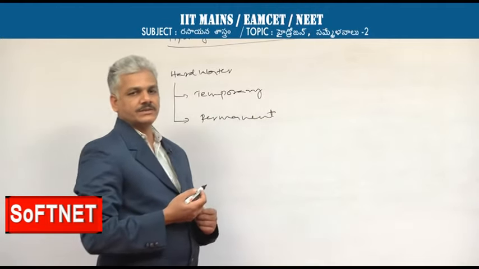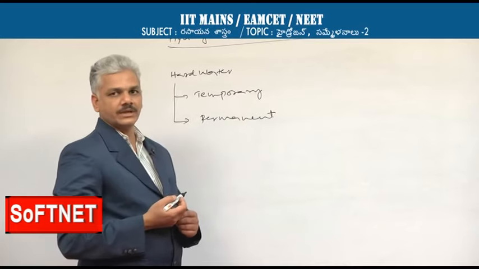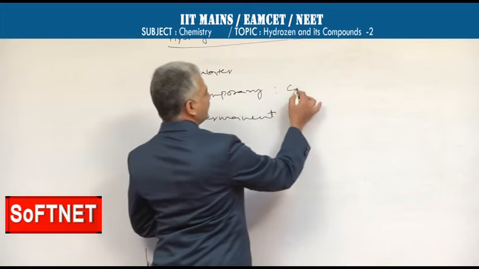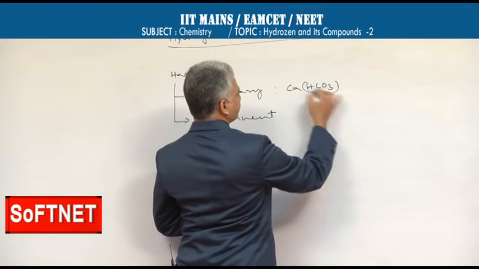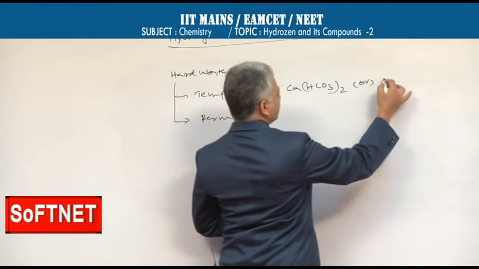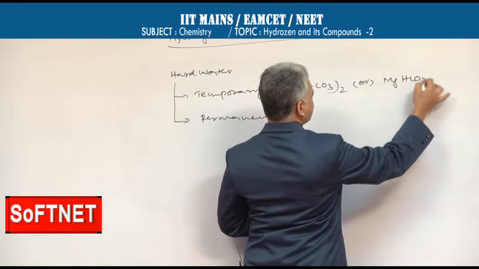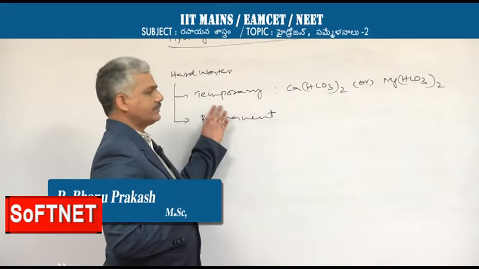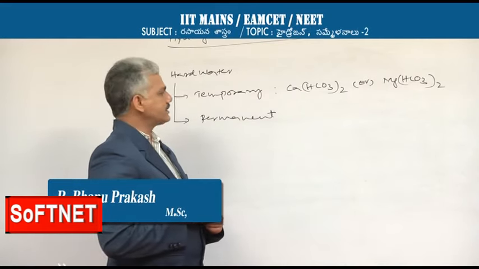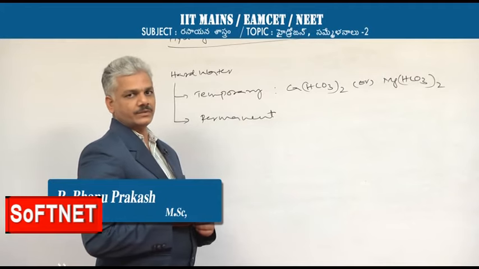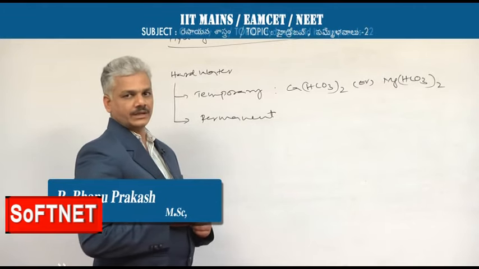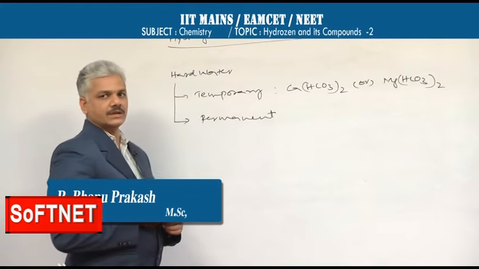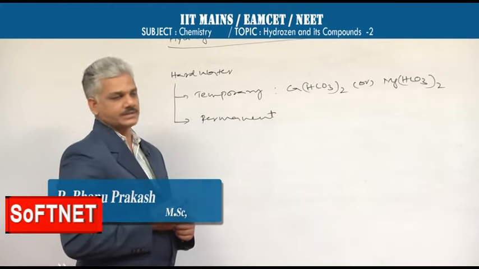Temporary hardness is due to the presence of bicarbonates of calcium and magnesium. So, if calcium bicarbonate or magnesium bicarbonate are present in water, it will impart temporary hardness. This type of hardness can easily be removed by exposing to air or by boiling. That is why this type of hardness is called temporary hardness.